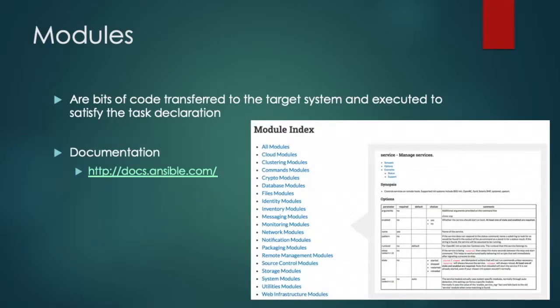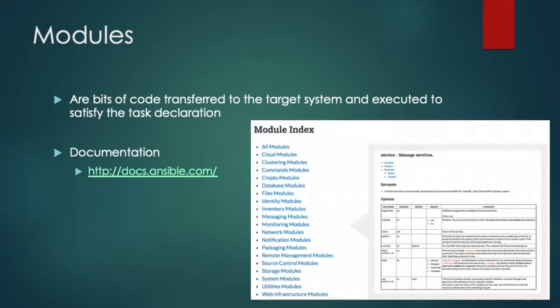Next, we'll go into Ansible modules. Modules in Ansible are bits of code transferred to the target system and executed to satisfy the task declaration. These are reusable standalone scripts that Ansible runs on your behalf, either locally or remotely. Modules interact with your local machine, an API, or a remote system to perform specific tasks like changing a database password or spinning up a cloud instance.